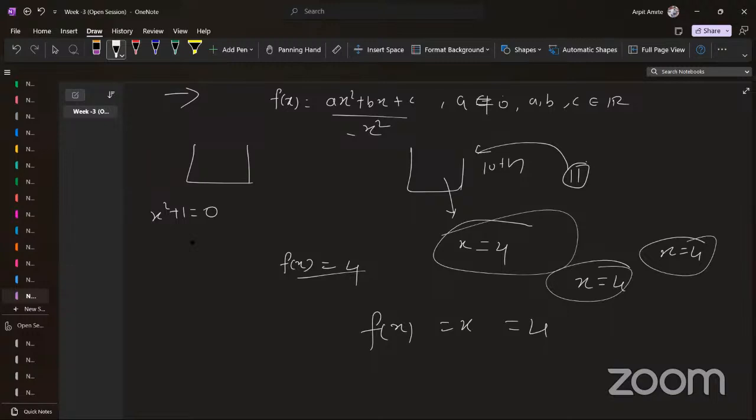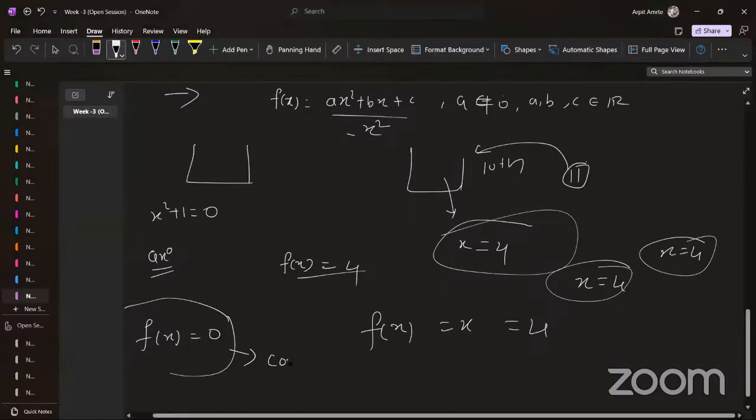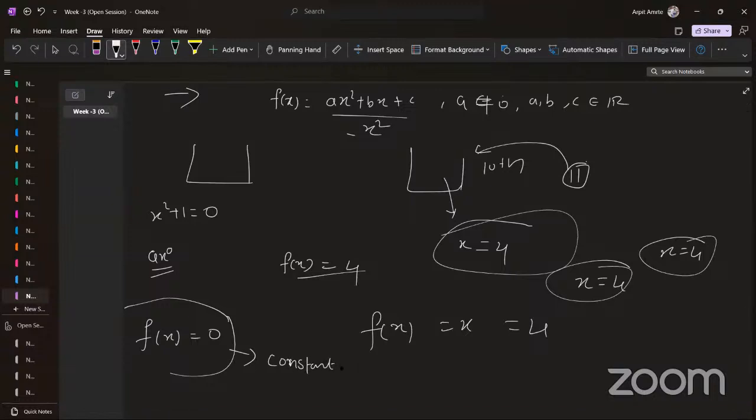Sir, can we write this in the form of a general equation, like a x to the power 0 plus 4? It's also a polynomial. See, the polynomial is not covered yet. If you are writing f(x) equals 0, this is a different thing. This function is known as a constant function. We can say constant function or constant polynomial, whatever you can say.